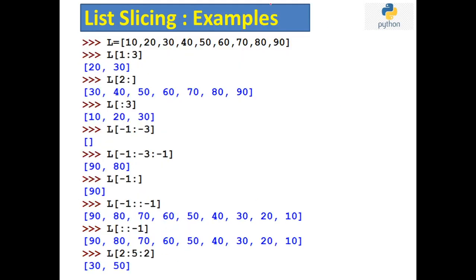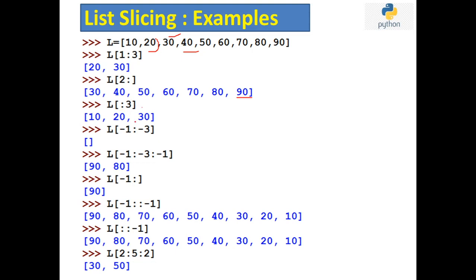Some more examples. Here I have taken some elements, 10 to 90. 1 colon 3, this 1 means this, 3 means 0 1 2 3 this, it is displaying 20 and 30. It is excluding the stop element. 2 colon, start value is given, end is not given, step is not given. That means if stop is not given, it will print up to the end. It will start from this 30 and print up to 90, and automatically it is taking the default step as 1, that means the jump is 1, 1, 1 like that, next element.